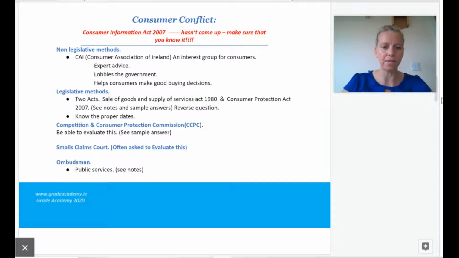The Sale of Goods and Supply of Services Act comes up regularly. Okay, it comes up as a short question. 2018, it came up as a short question. You have to fill in the blanks, and it comes up quite a lot as a long question. So make sure you know that.